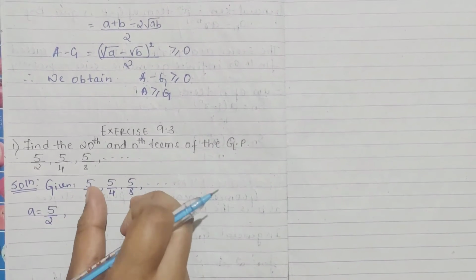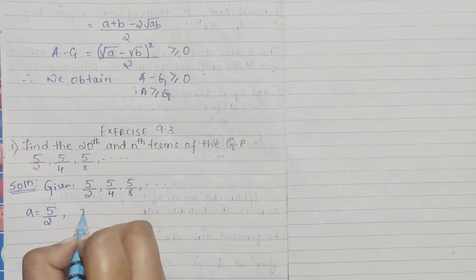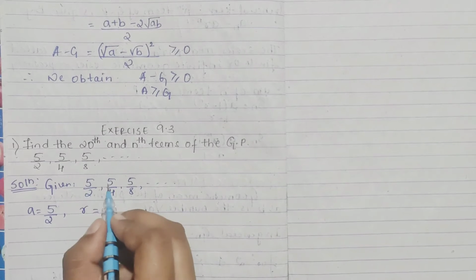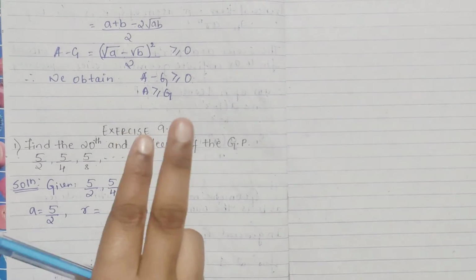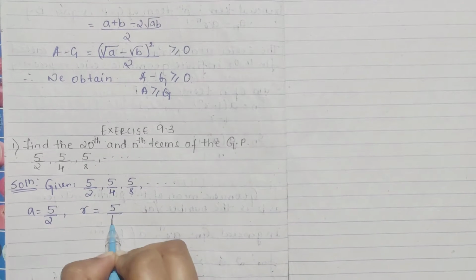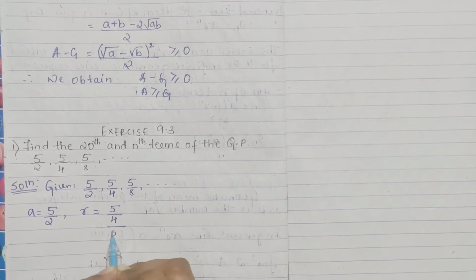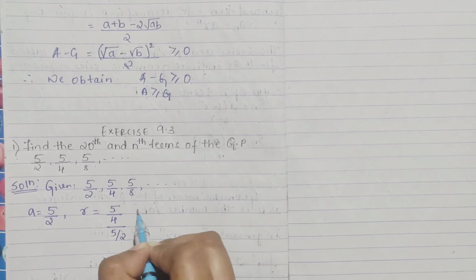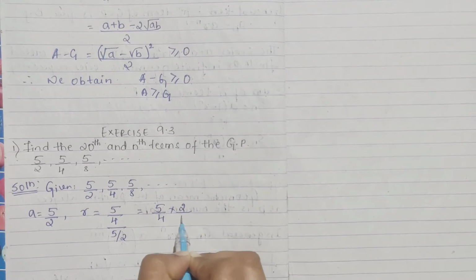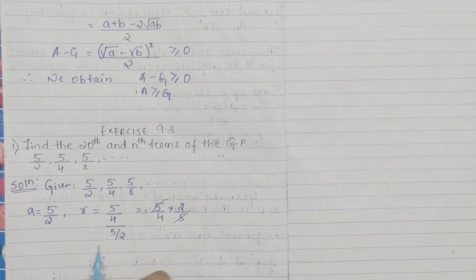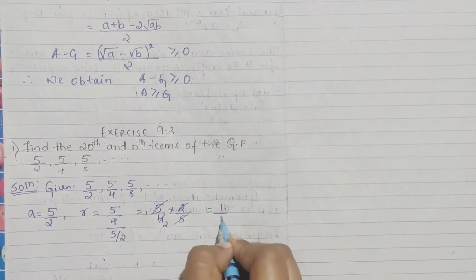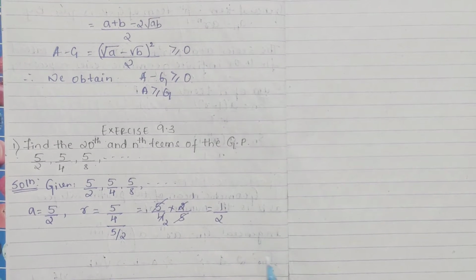See, this is a GP, so here the difference doesn't come, here comes r, that is the common ratio. Ratio means you have to divide. In an AP you subtract, in a GP you should divide. So you get 5 by 4 divided by 5 by 2, which you can write as 5 by 4 into 2 by 5. The 5 gets cancelled, 2 ones are 2, 2 twos are 4. So r you are getting is 1 by 2.